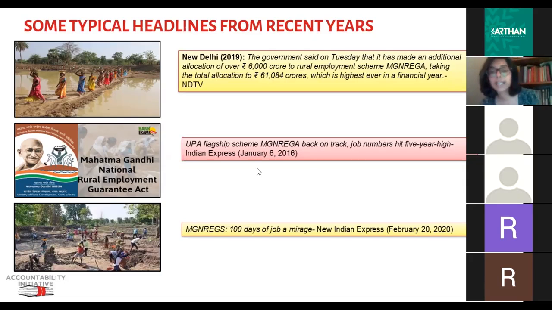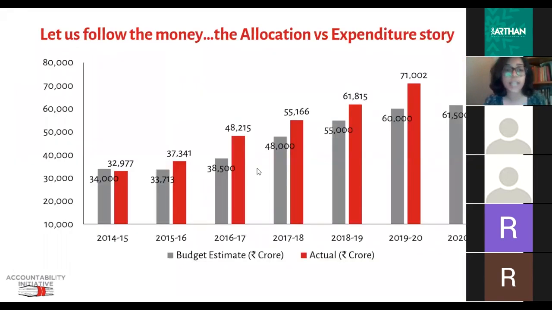Some of the typical headlines associated with Manrega over the years have been those around record-breaking allocations. For example, if you go to the next slide, we can see that in 2019-20, the government allocated rupees 60,000 crore to Manrega, which was the highest allocation ever made under the scheme at the time. However, since Manrega is a demand-driven scheme, what is important to note is that the government had actually spent more the previous year in 2018-19, more than 60,000 crores, while its allocation was 55,000 crore.